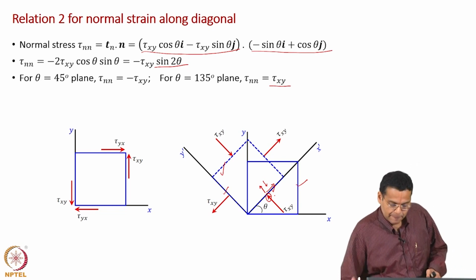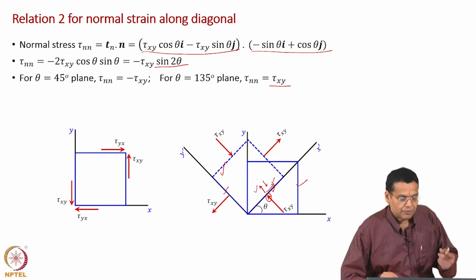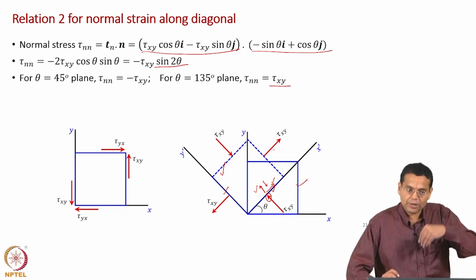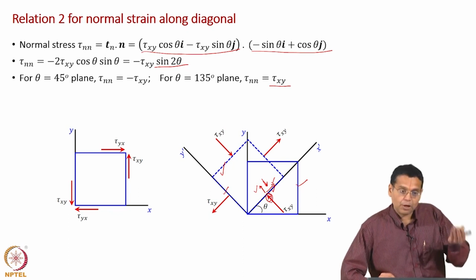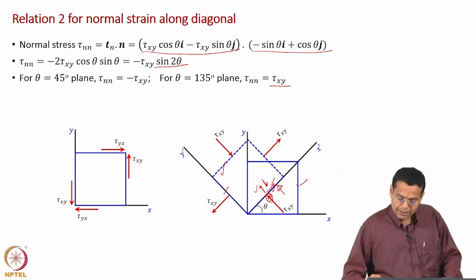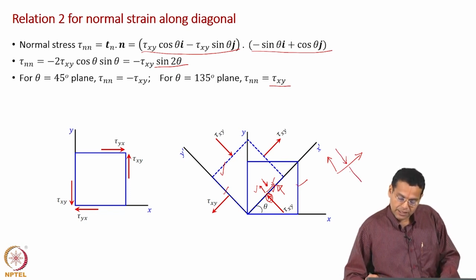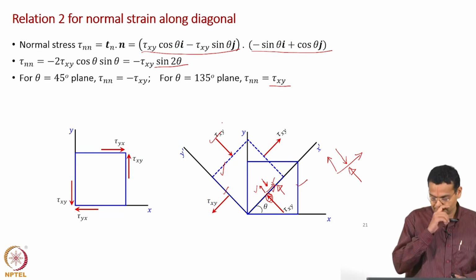So, let me repeat: the tangent is along this direction, the normal is along this direction. For the 45 degree plane, we found the normal stress to be minus tau xy, which means it is along this direction. This arrow represents the opposite side of the surface, and that is why it is in this direction. So, let me draw: the tangent is this direction, the unit normal is along this direction, and the normal stress is opposite to the unit normal, so it is along this direction, but the arrow is indicated on the opposite side of the surface. So, I am indicating this way. Of course, this we know is just the opposite side, tau xy.